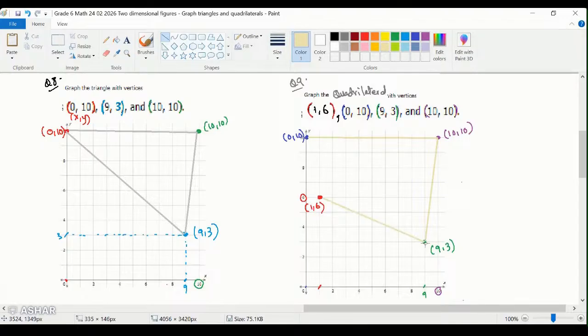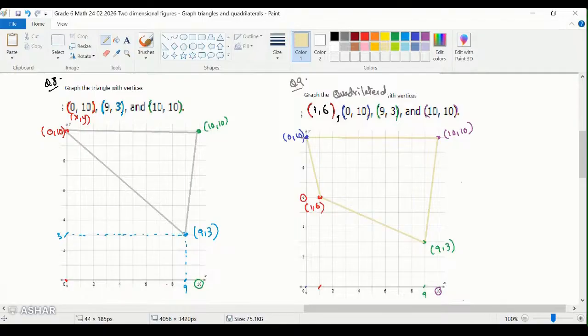See, when we compare question number 8 and question number 9, the difference we can see is that question number 9 is forming a quadrilateral. Question number 8 is forming a triangle. Why? In a triangle, 3 points were given to us, right? But if we add another additional point to the same question, now we have 4 points. And 4 points would always give us a quadrilateral, right? So it does not make us any difference.